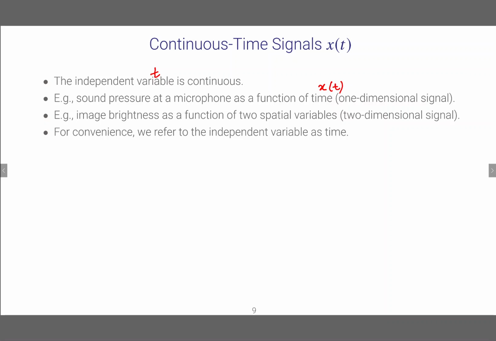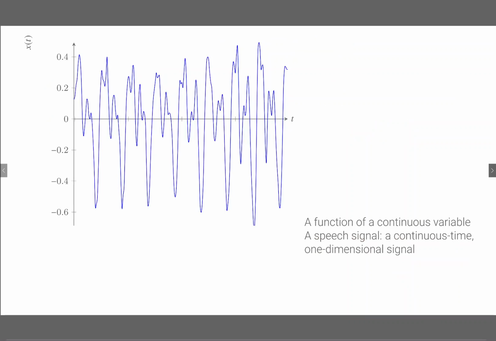Image brightness as a function of two spatial variables. So this is actually a two-dimensional signal. Otherwise, the brightness of this image on the film we can describe as x(s, t), for example. So there are two variables for the two axes. For convenience, we refer to the independent variable as time, because in this course we consider functions of a single variable.